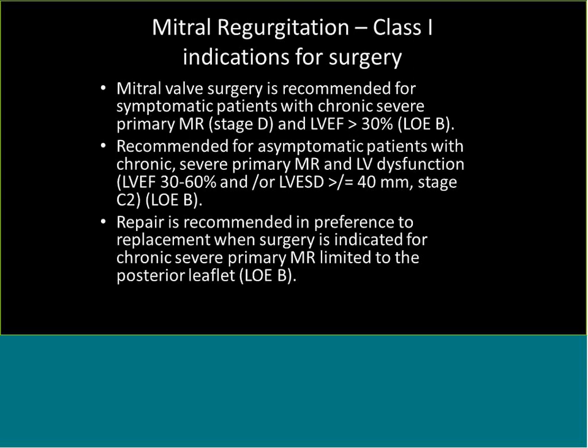Last one, indications for surgery. Surgery is recommended for symptomatic patients with chronic severe primary MR, so that's mitral regurgitation caused by a defect in something in the valve apparatus. So stage D, those are symptomatic patients when their left ventricular ejection fraction is greater than 30%. What if the ejection fraction is less than 30%? Those patients are for surgery, for an open surgical procedure, right?